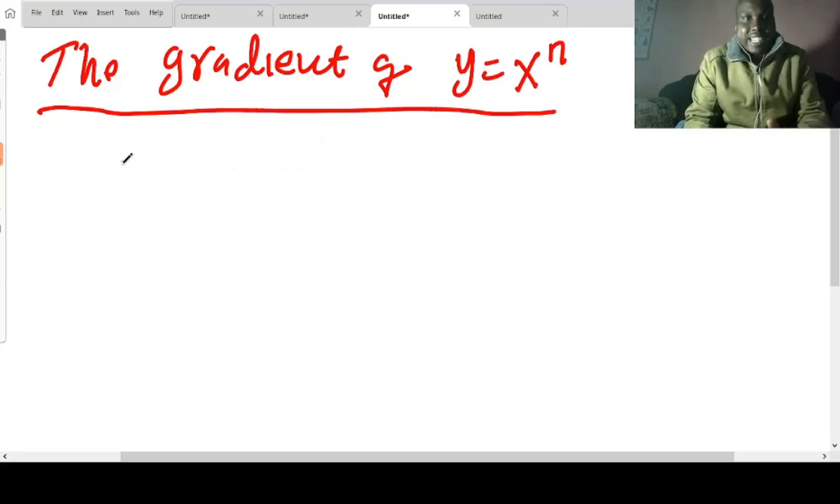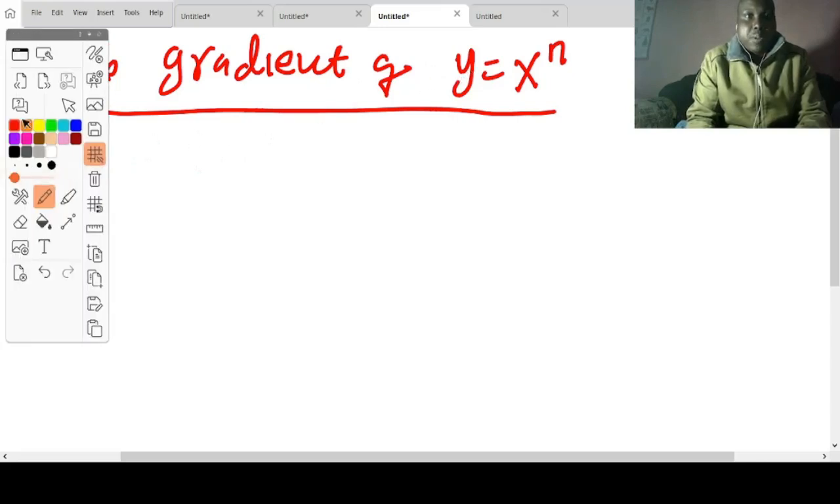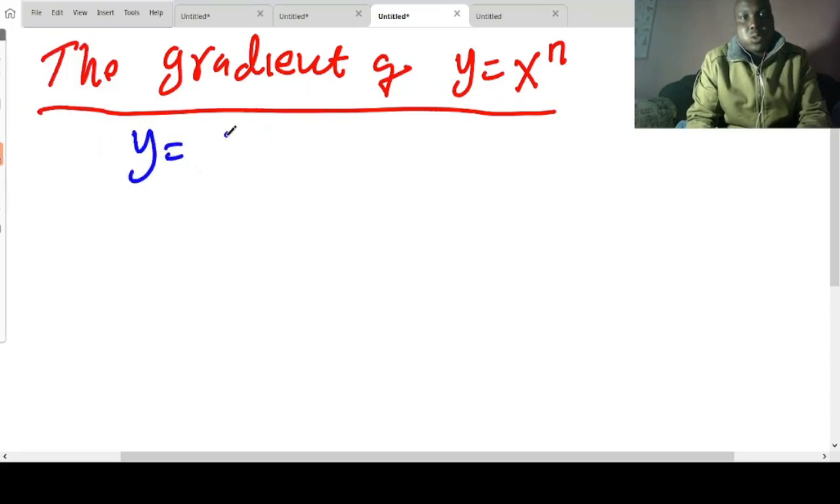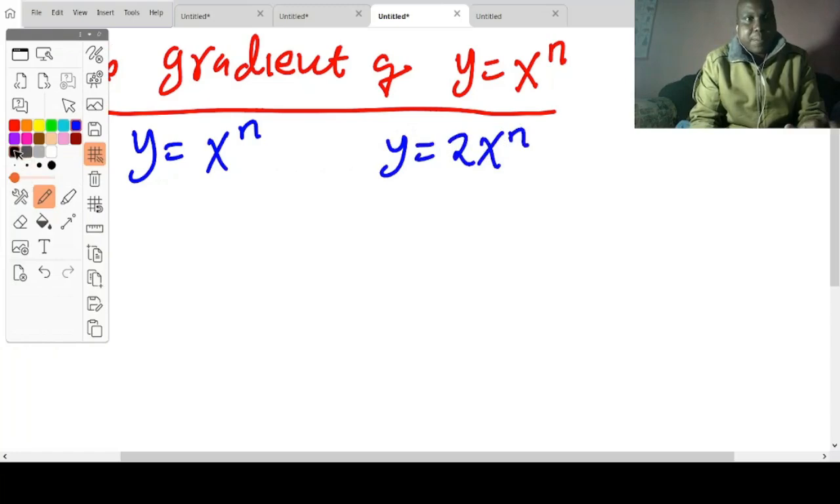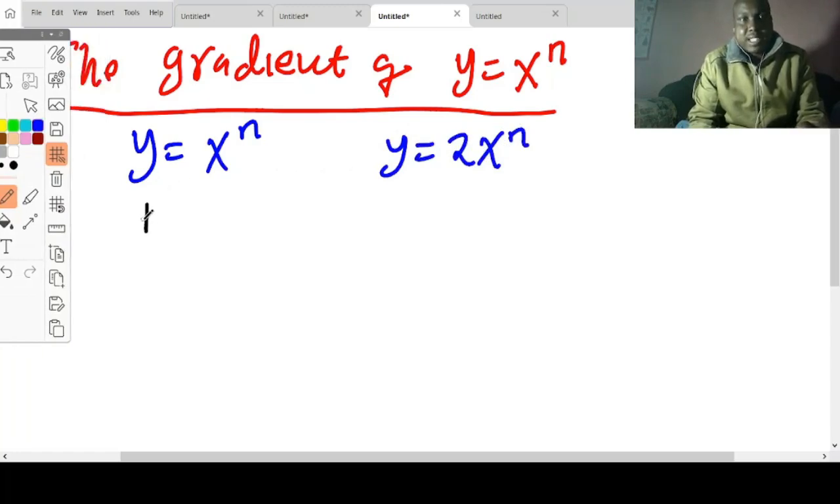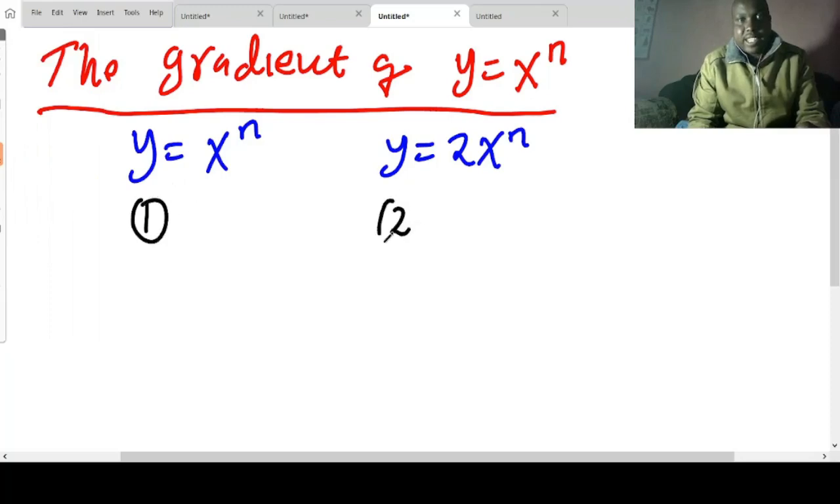So to get the gradient of this curve, y is equal to x raised to power n, I want to explain some things here. Let me call x the base. We can have y is equal to 2x raised to power n. In the first equation and the second equation, the things I wanted to mark here.